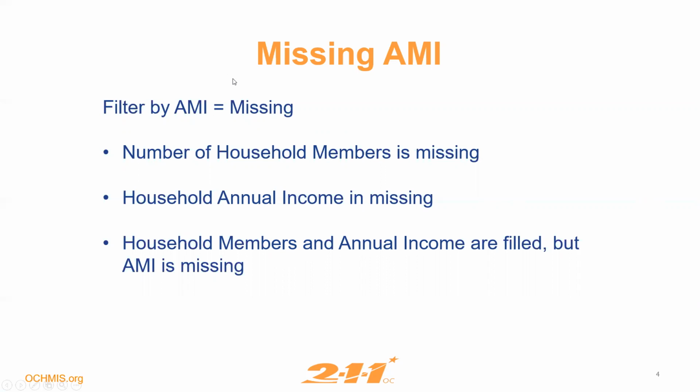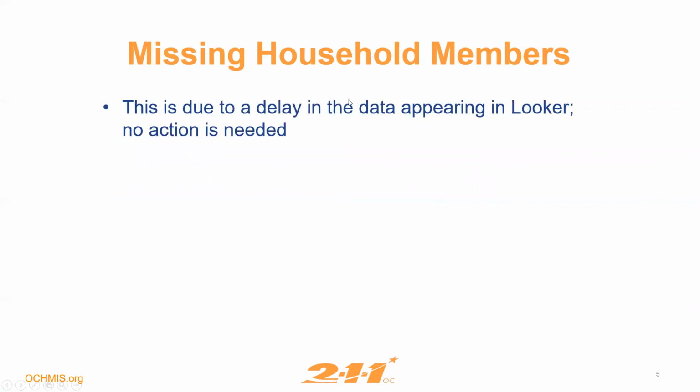First you want to filter that report by AMI equals missing. And then if you filter by household members equals blank, so there's no number, this should almost never happen. But if it does, it is because of a delay in the report, like maybe the data was just entered into HMIS and Looker hasn't been updated yet. So no action should be needed by you. Just wait a few hours or the next morning and the number of household members should appear.